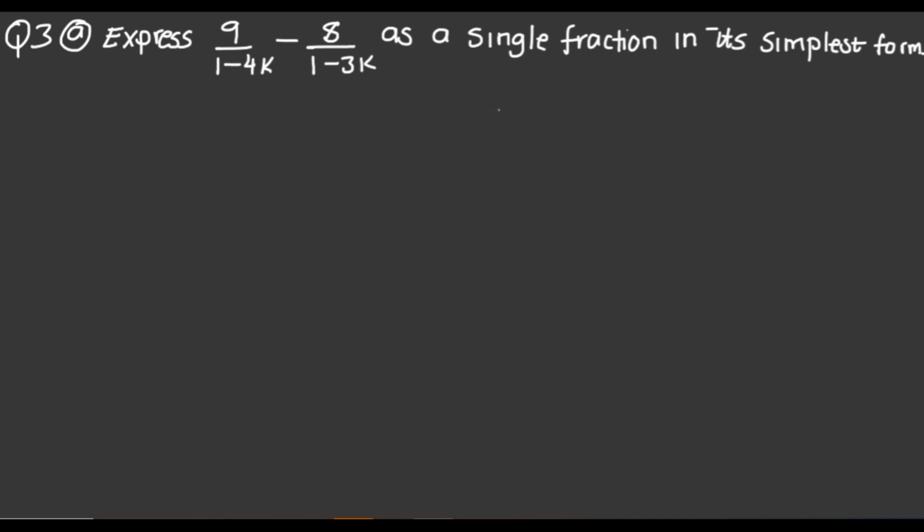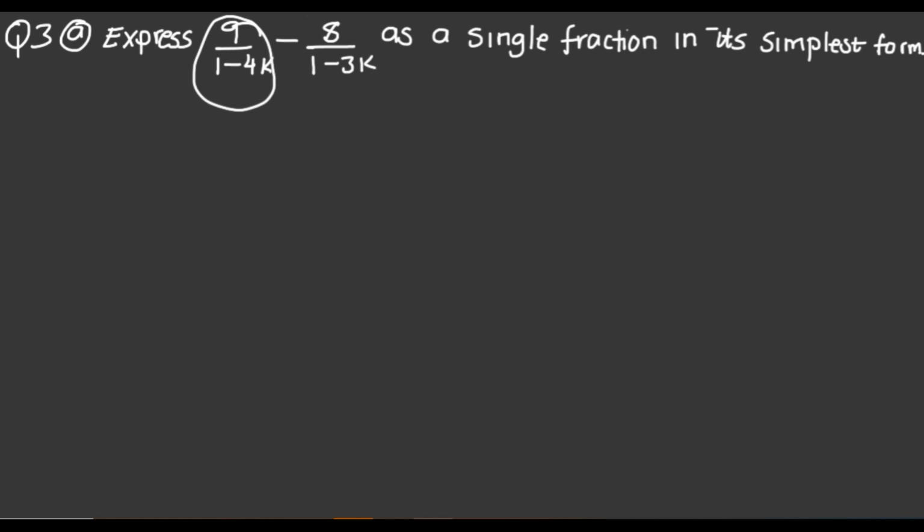In this video we are going to look at the mathematics paper 2023, question 3 from section A, where we are told to express 9 over 1 minus 4k minus 8 over 1 minus 3k as a single fraction in its simplest form. So we are trying to combine these two fractions so that we just have a single fraction.